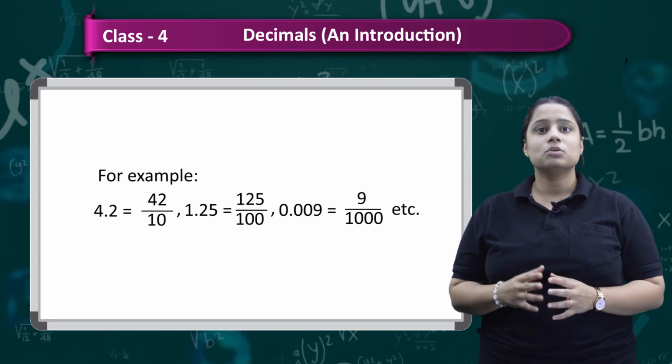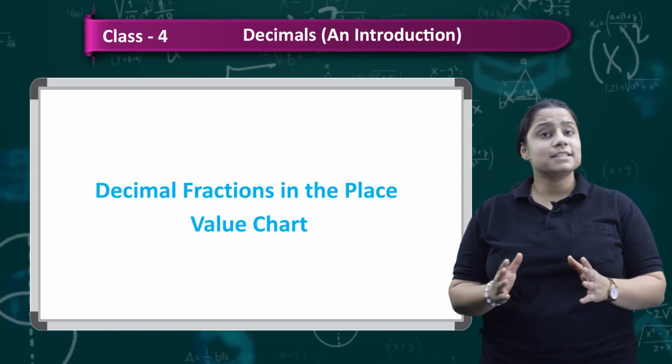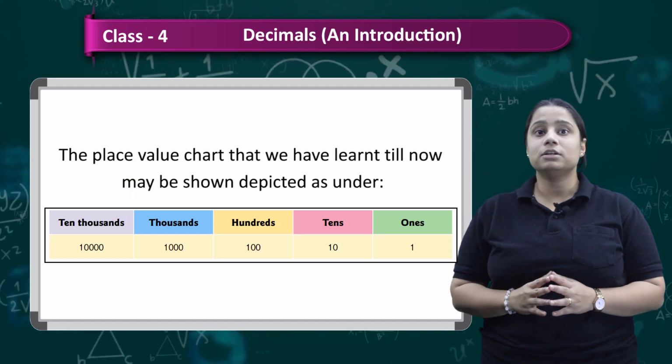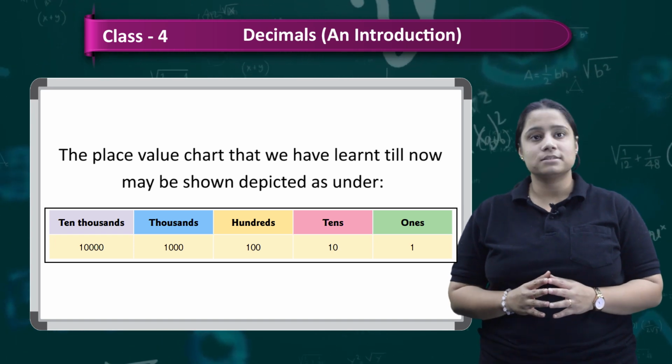0.009 is equal to 9 by 1000, etc. Decimal fractions in the place value chart. The place value chart that we have learned till now may be depicted as under.